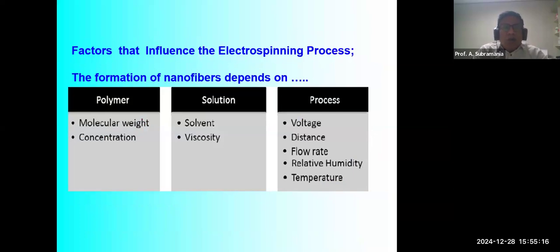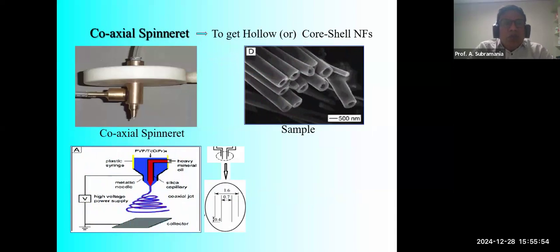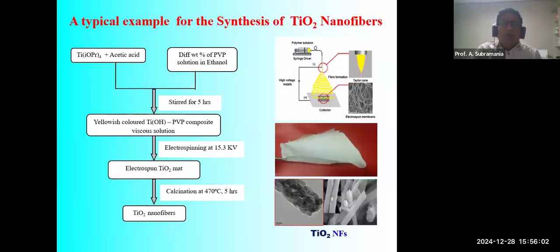The formation of the nanofibers depends on the polymer molecular weight and concentration, solvent, viscosity, process voltage, distance from the needle to substrate, flow rate of the electrolyte, relative humidity, and temperature. So based on that, the formation of the nanofiber occurs. If we use a simple needle-type spinneret, we can get wire or fiber-like materials. Using a coaxial spinneret, we can prepare hollow or core-shell kinds of nanofibers by using this electrospinning.